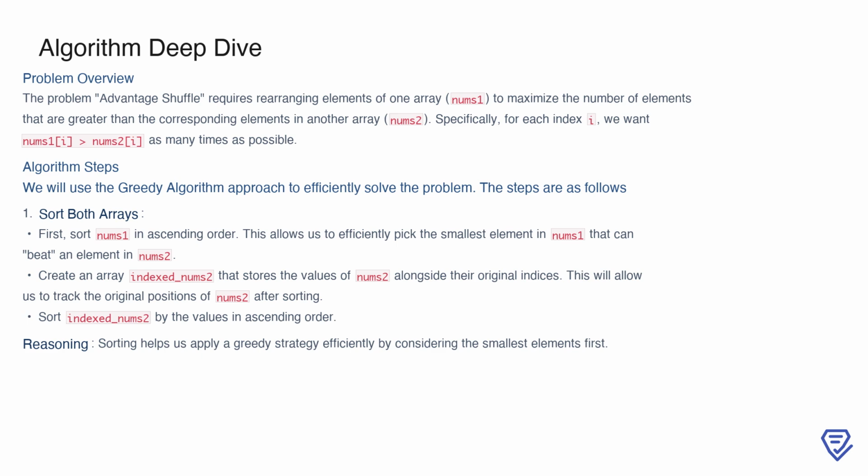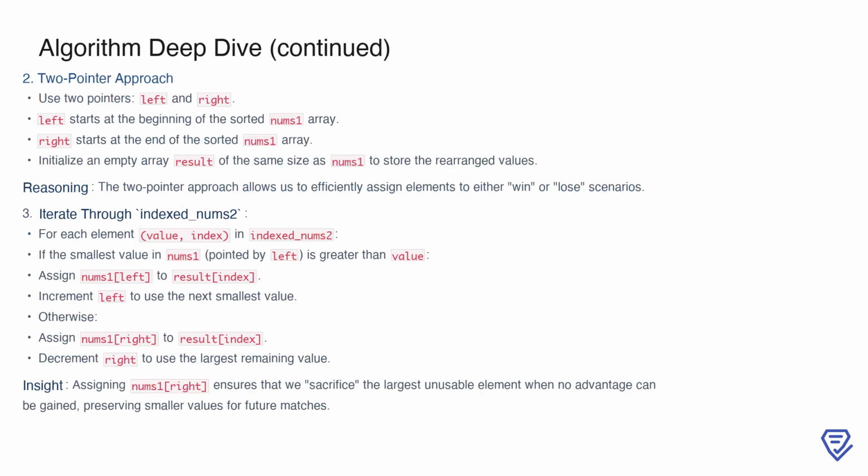Now, we implement the core of the algorithm using a two-pointer approach. We set one pointer, left, at the beginning of the sorted nums1 array, and another pointer, right, at the end. We also prepare an empty result array of the same size as nums1, which will store the rearranged elements. As we iterate over indexed_nums2, we handle each value based on whether nums1[left] can beat it.